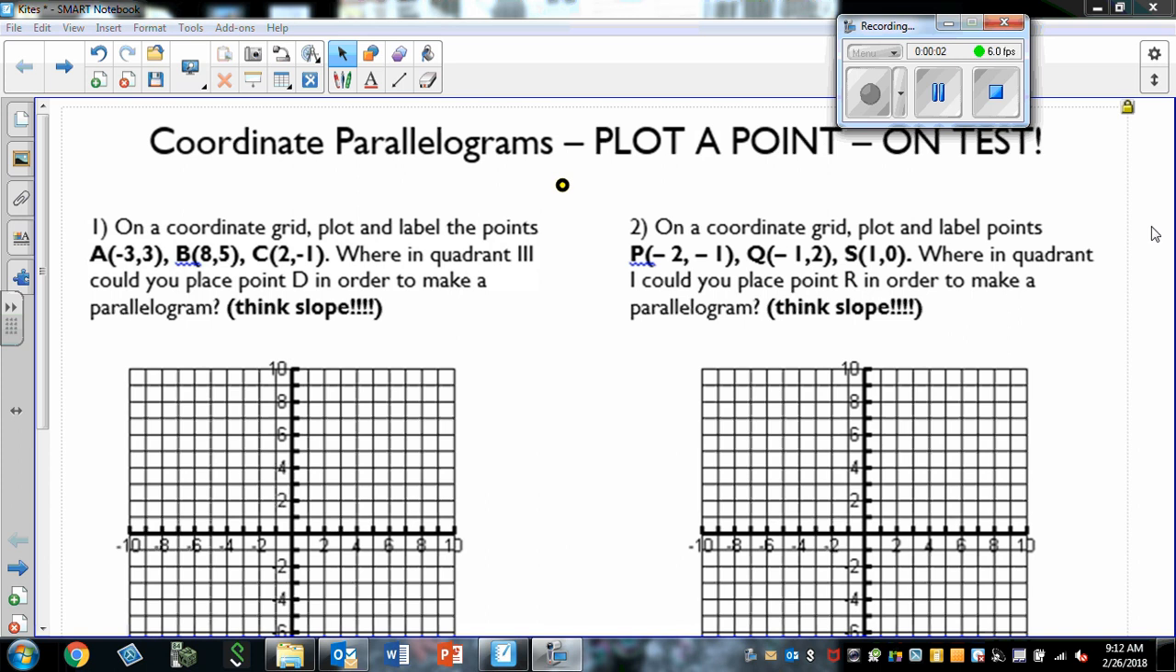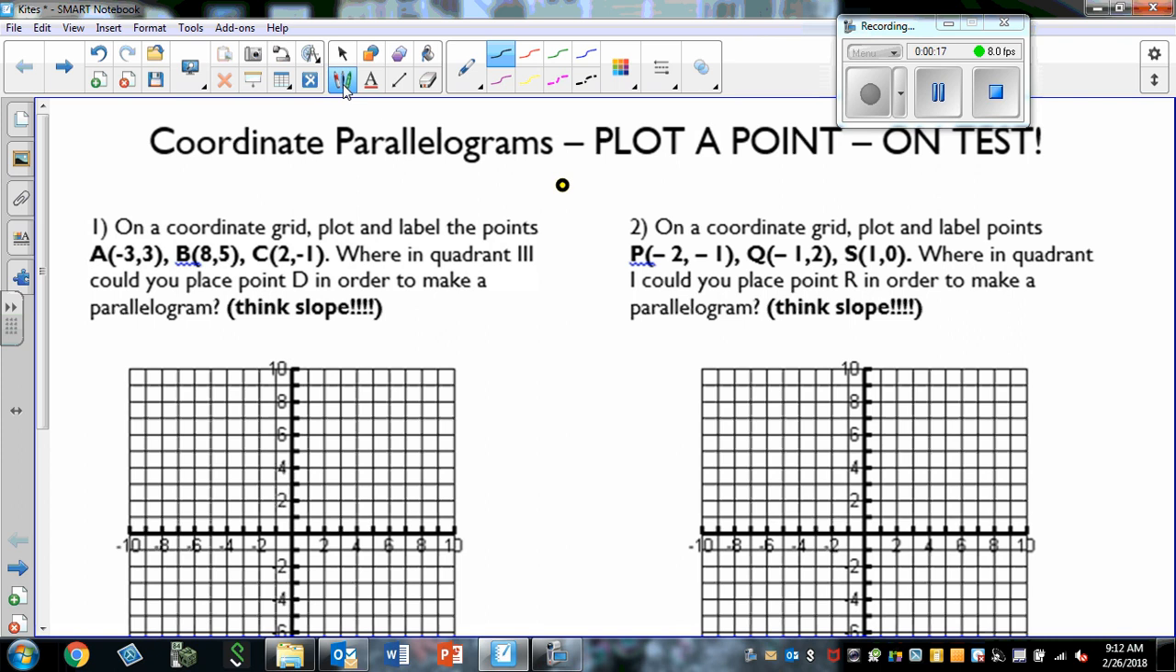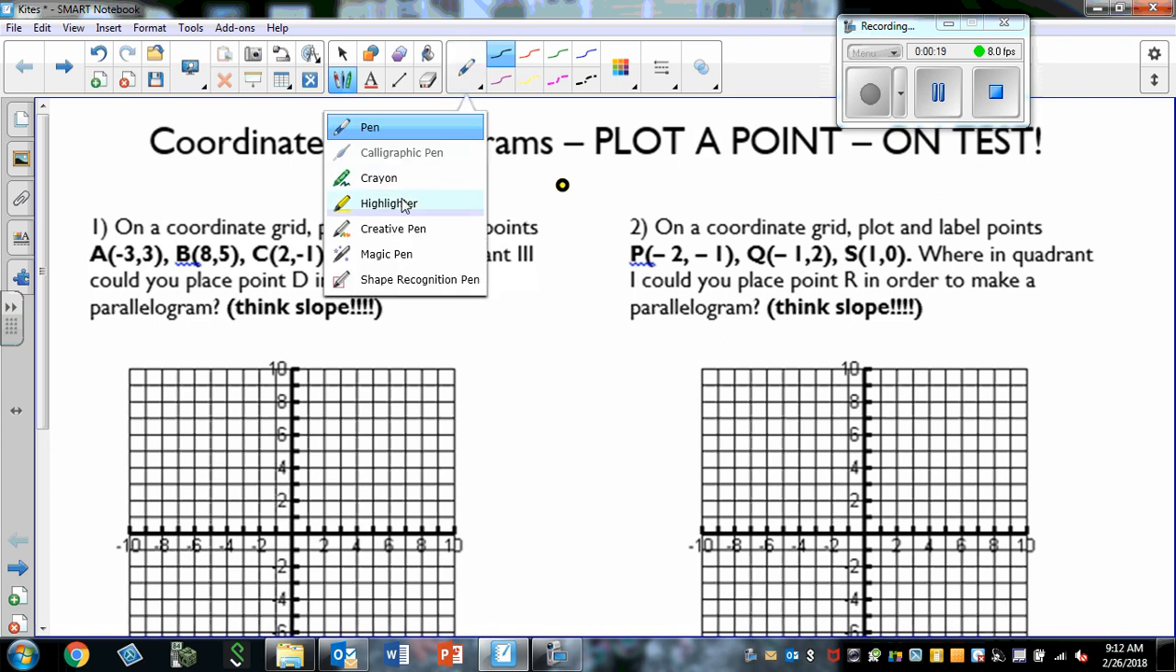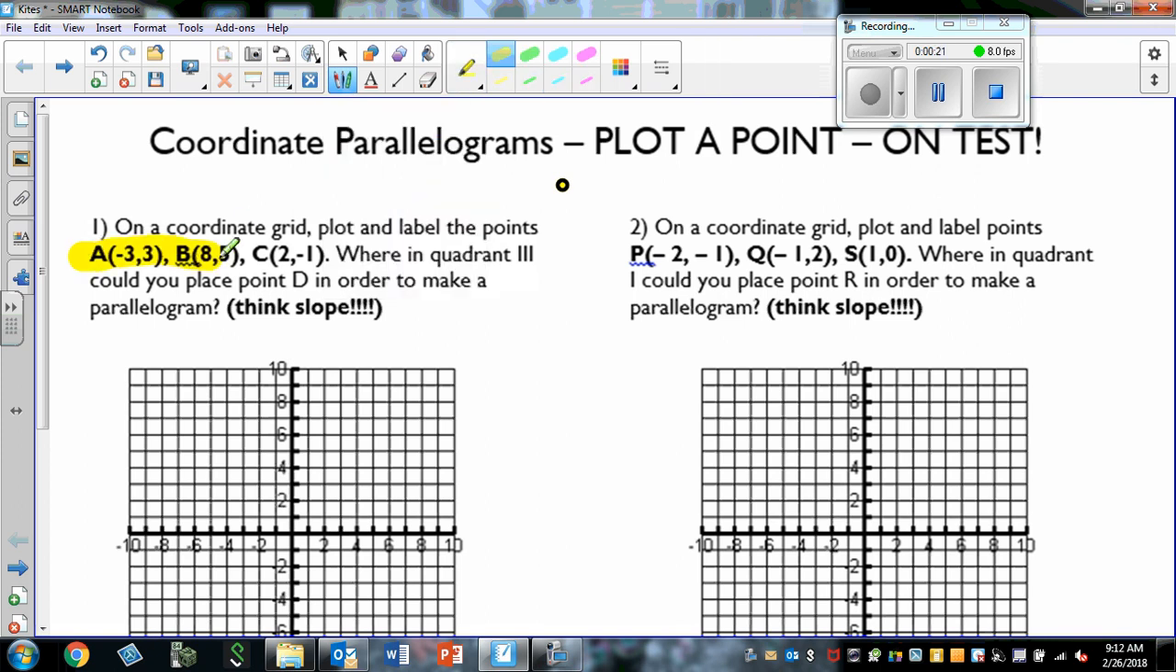Okay, so sometimes you're going to have to plot some points on a coordinate plane and figure out where a fourth point needs to be to have a parallelogram. First thing I do is make sure you plot the points that are given to you. So on number 1, that would be these 3 points. I would also highly recommend starring where you want to end up.